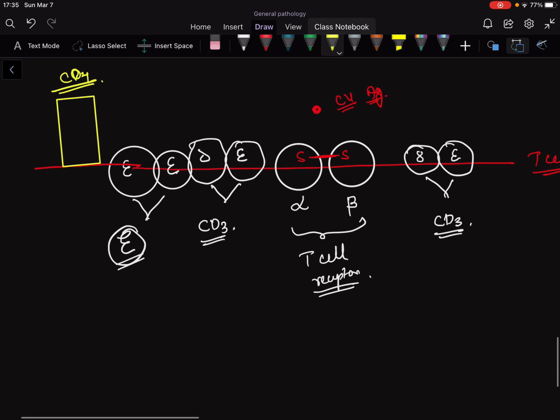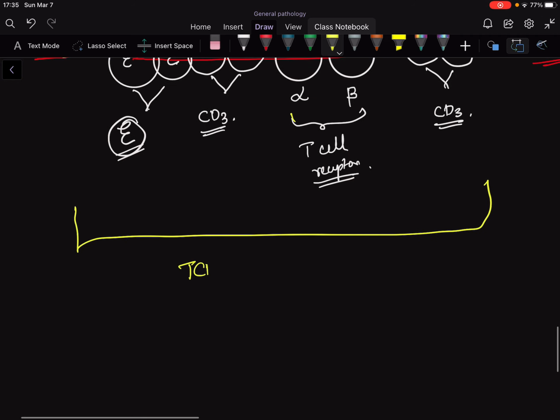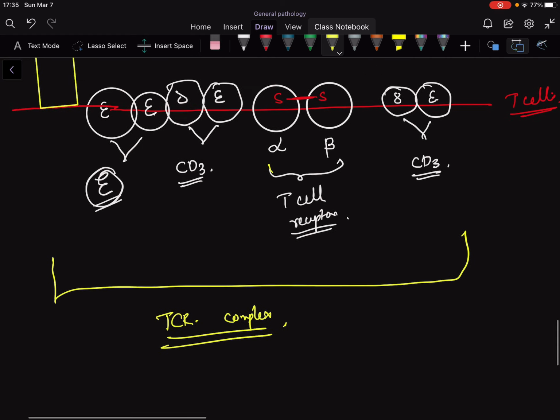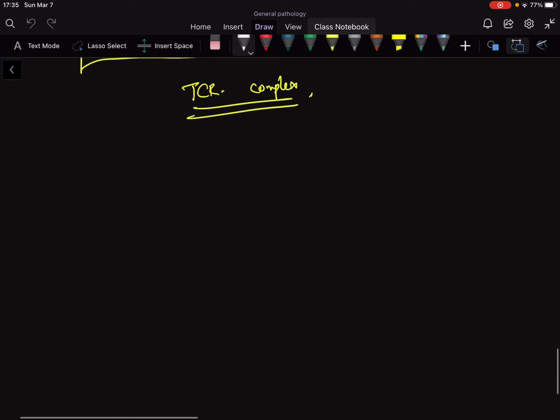Okay, so this is the T cell receptor. Alpha and beta are called the T cell receptor, and this entire complex is called the T cell receptor complex. So that was about T cell receptors. As I discussed earlier, alpha and beta are together attached with a disulfide bond.